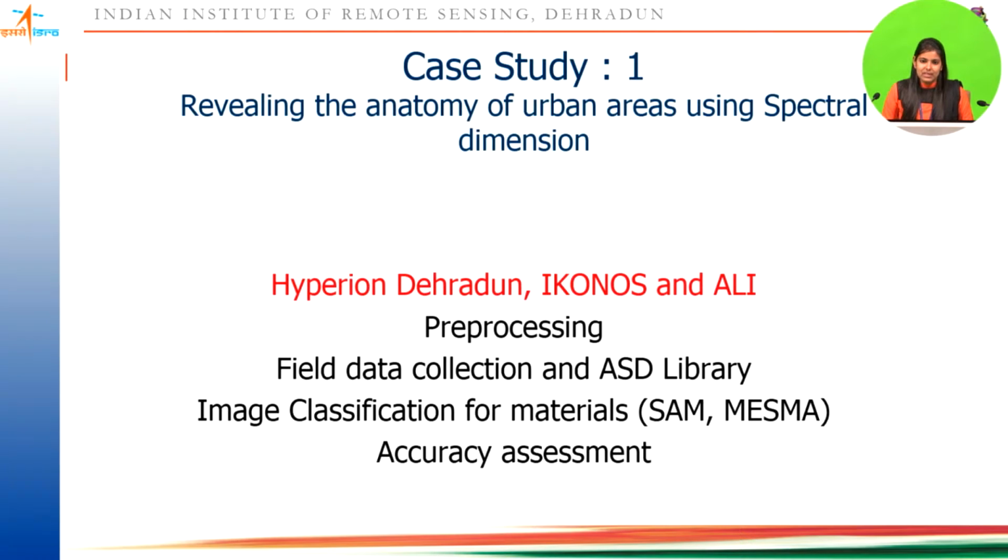One by one we will deal with two separate case studies. One deals with understanding the anatomy of the urban areas using the Hyperion 30-meter resolution data for the Dehradun case study area, and using IKONOS and ALI data. ALI data has 9 bands.